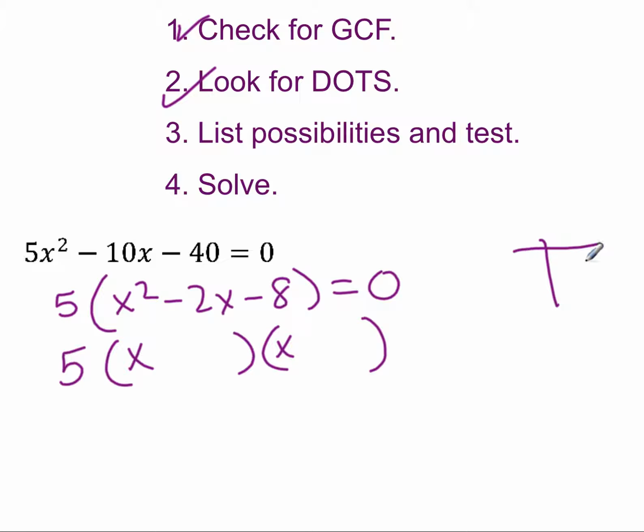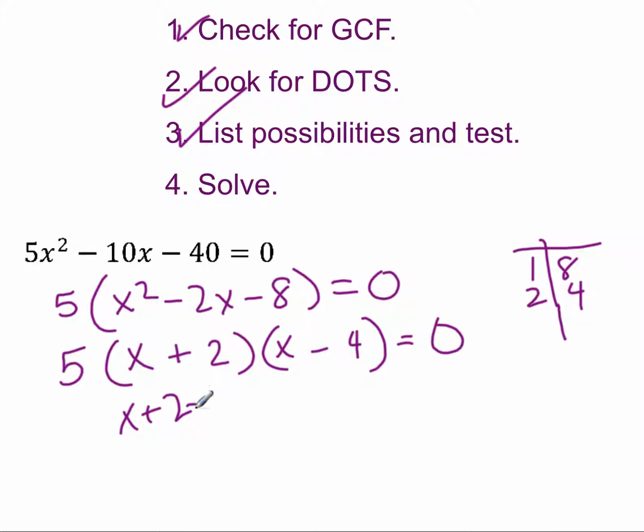So for 8, what could I have? A 1 and an 8, a 2 and a 4. Nothing else could work. So it has to be a 2 and a 4. And 4 will have to be the negative, because I need to get a negative 2x as my middle term. It equals 0. I've factored it. Excellent. Now I'm going to solve. 5 will never be 0, but these terms could be 0. Actually, I don't need to write the 5 right now. I basically just need to set x plus 2 equal to 0 and x minus 4 equal to 0, and I get x equals negative 2 and positive 4.